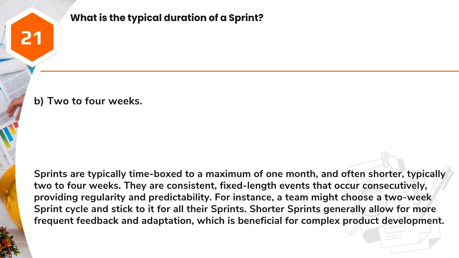Answer: B. 2 to 4 weeks. Sprints are typically time-boxed to a maximum of 1 month, and often shorter, typically 2 to 4 weeks. They are consistent, fixed-length events that occur consecutively, providing regularity and predictability. For instance, a team might choose a 2-week sprint cycle and stick to it for all their sprints. Shorter sprints generally allow for more frequent feedback and adaptation, which is beneficial for complex product development.